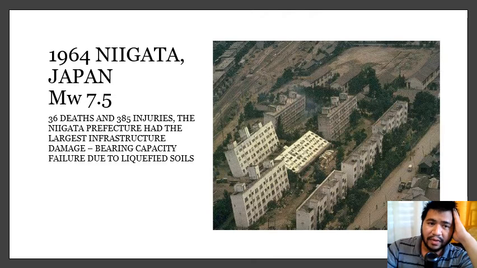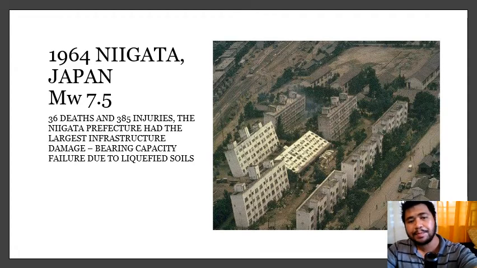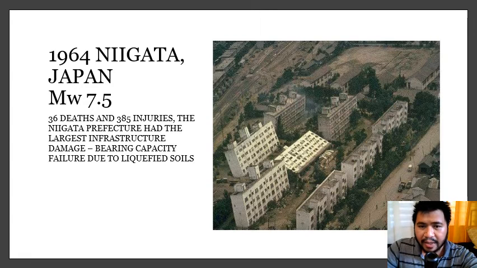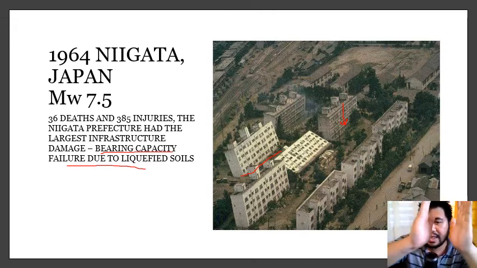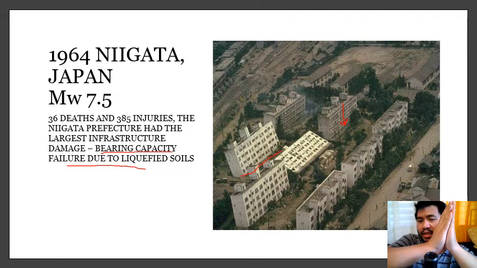And this one is an example of a level ground liquefaction, which is a type of cyclic mobility liquefaction. This is your 1964 Niigata, Japan earthquake with a magnitude of 7.5. What happened here is you have your apartment building complexes and the soil underneath them liquefied. Some of them just settled vertically, while some of them actually sustained a bearing capacity failure. So you have your building, and then the soil just got too soft.